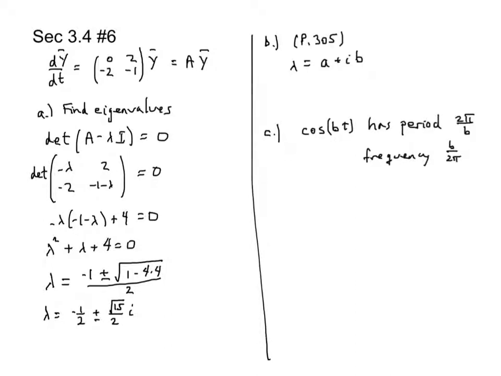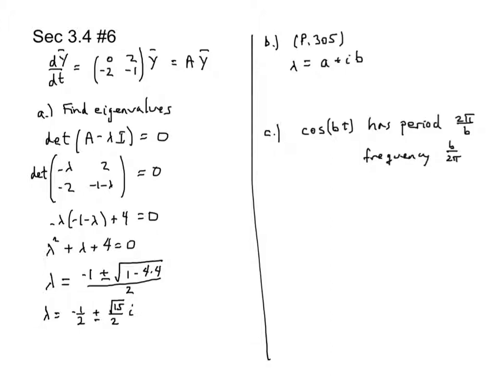This is problem number 6 from section 3.4. I assigned numbers 5 and 7, the odd ones, but this is a good example. I'm going to work this one and hopefully it'll explain how the others are done. First part is finding eigenvalues.